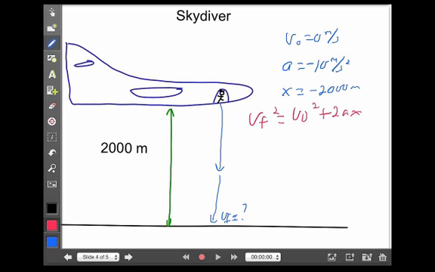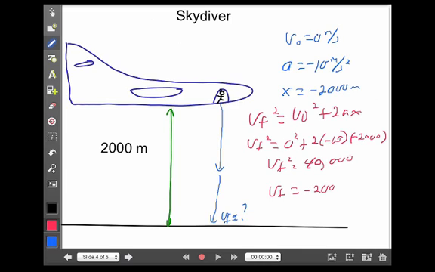Vf squared equals V0 squared plus 2aΔx. Vf squared, started from rest, plus 2 times negative 10 times negative 2,000, gives me a Vf squared of 40,000. Again, I can't take the square root of a negative number, so the math is working out. And when I do take the square root, I end up with negative, because it's headed downward, 200 meters per second. Now, in case you're interested, that's approximately 450 miles per hour.